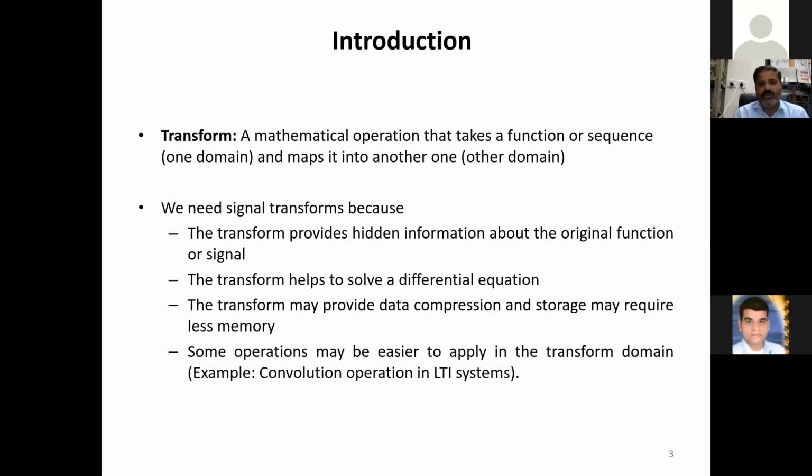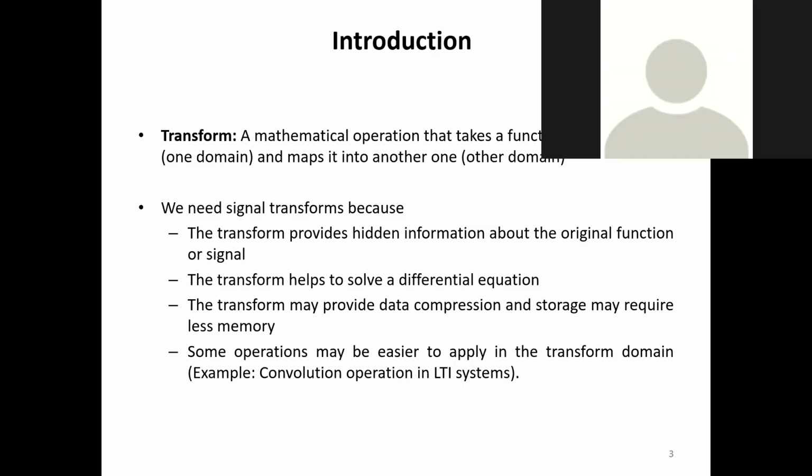The transform can also provide data compression, and storage may require less memory. In signal transforms, the selection of basis functions is very important. If you are able to select basis functions which have structural similarity to the signal that we want to analyze, then the requirement of coefficients will be less. If a suitable basis function class has been selected, we can represent the signal with less memory, that is, with good compression.